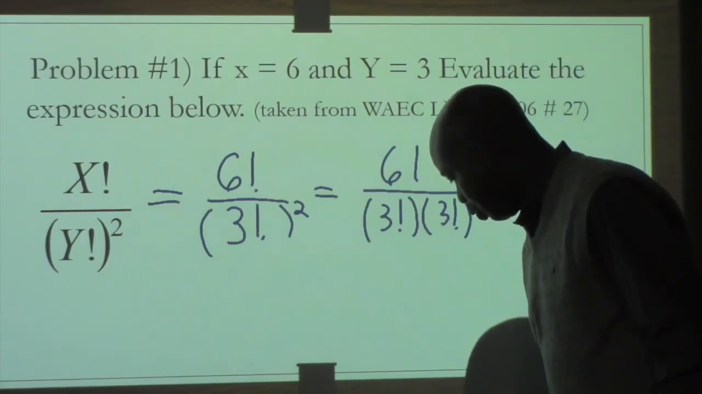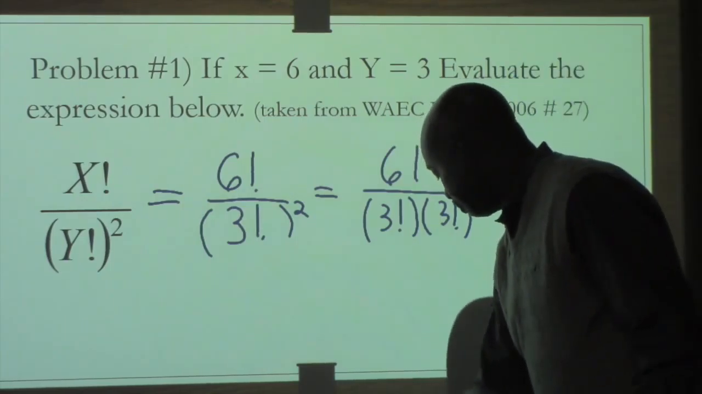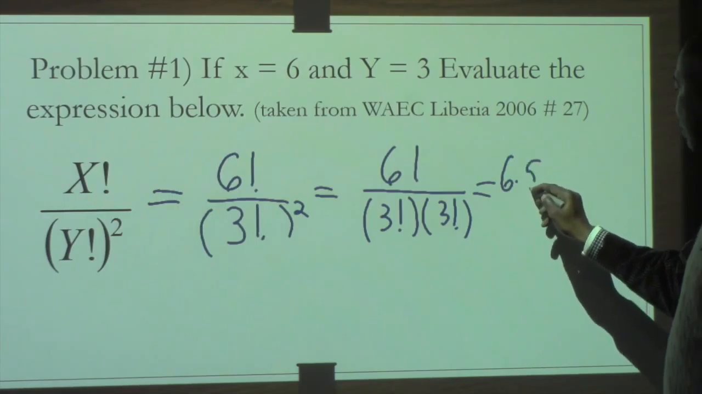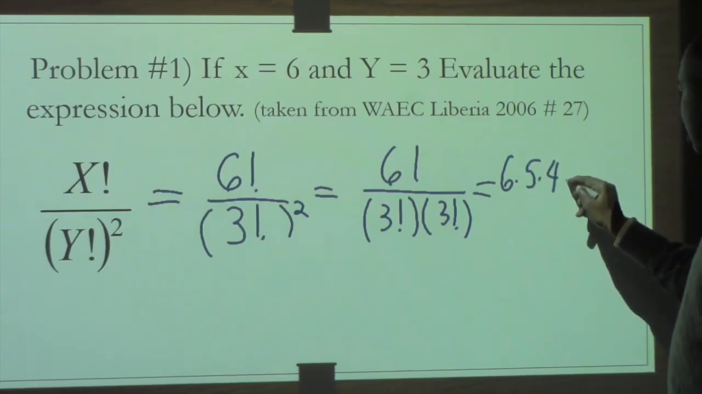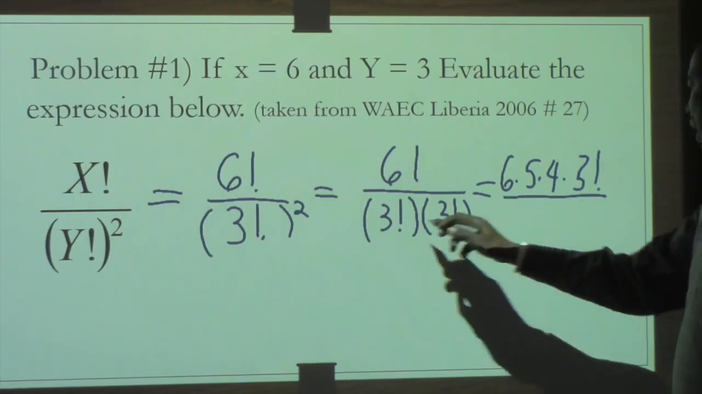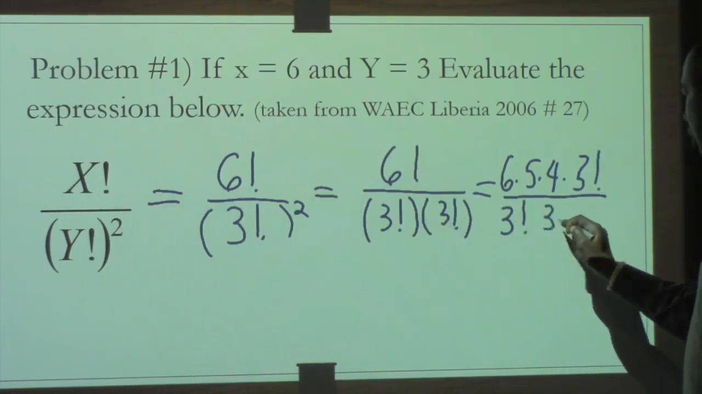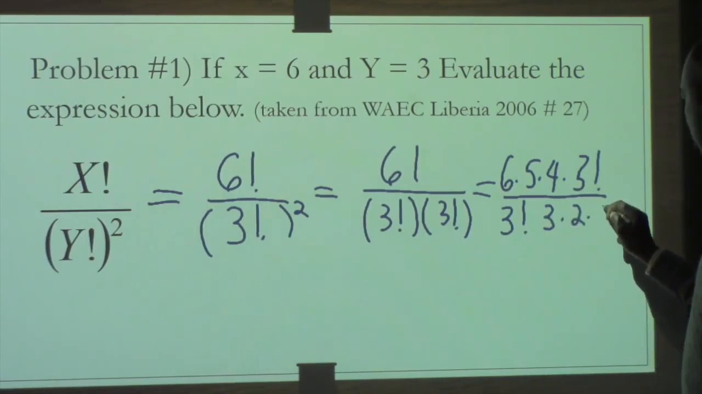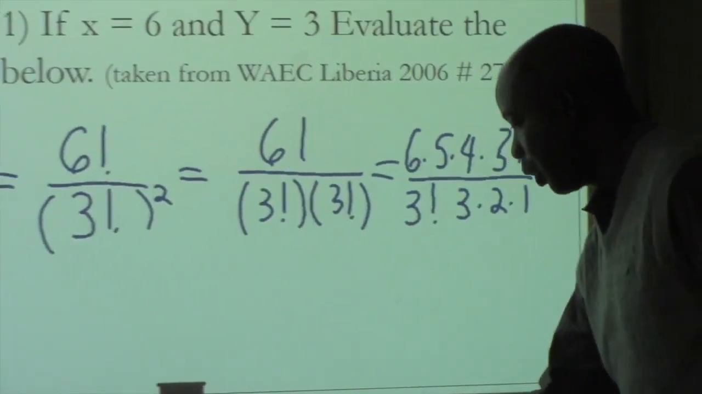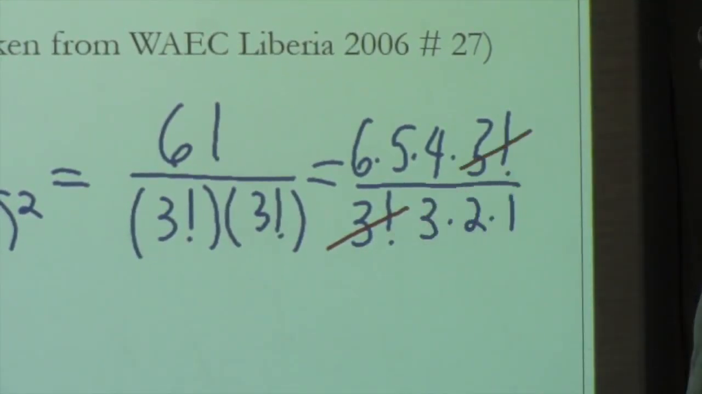Now, why do I do so? You're going to see the reason for that shortly. So I'm going to write this as 6 times 5 times 4 times 3 factorial. And then down here I have 3 factorial, and this other factorial I'm going to expand: 3 times 2 times 1. Now, the reason I did this is that this 3 factorial will cancel with this 3 factorial up here.